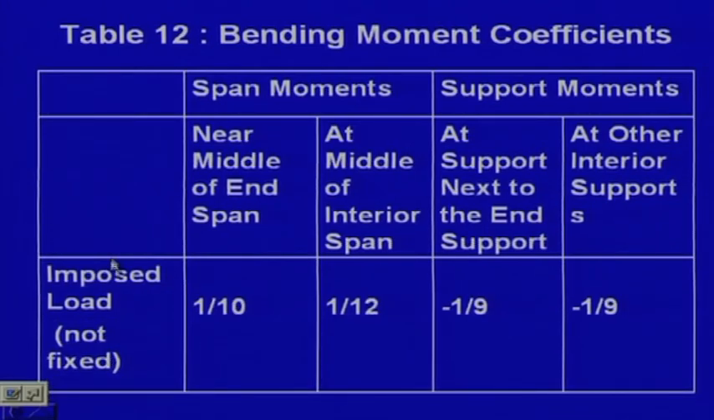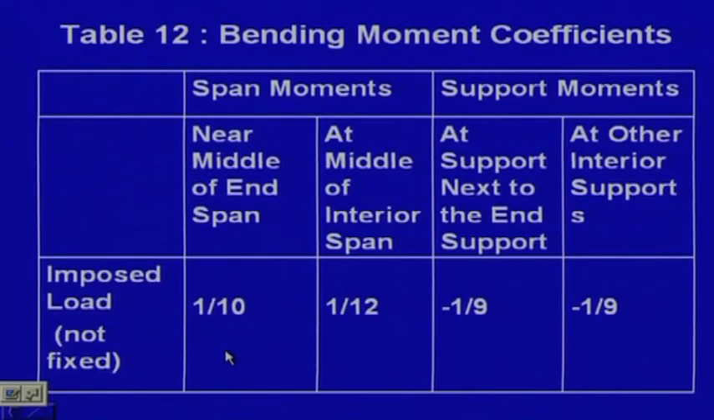Now, imposed load not fixed means it is movable, that is, today you have it at this position. In the bedroom itself, you have a dressing table, a cot, an almirah, and many other things that you can move around. That way we say it is not fixed, and in that case we have to take these coefficients.